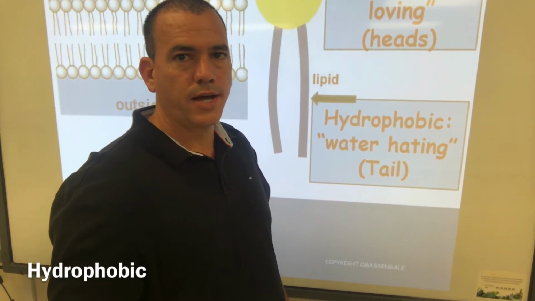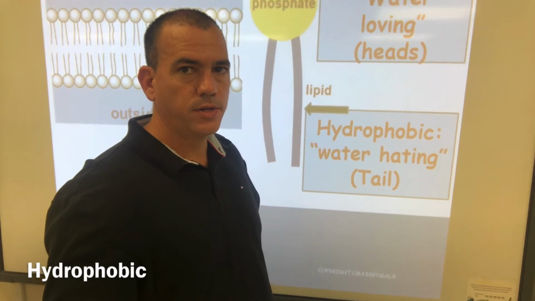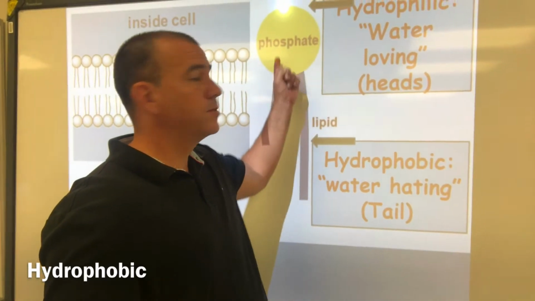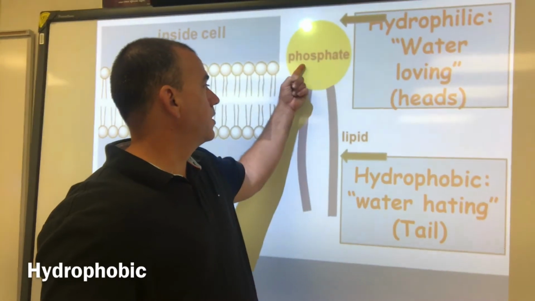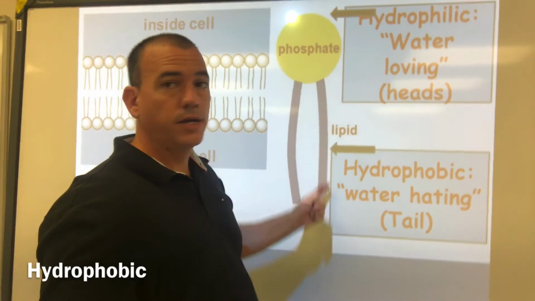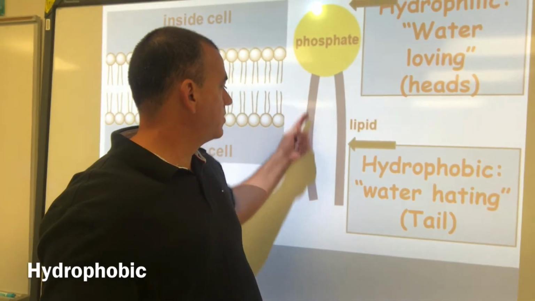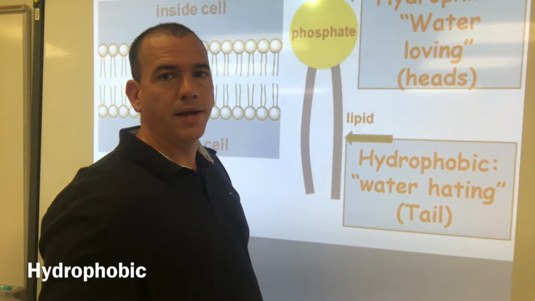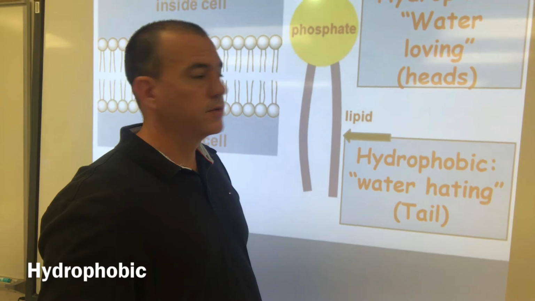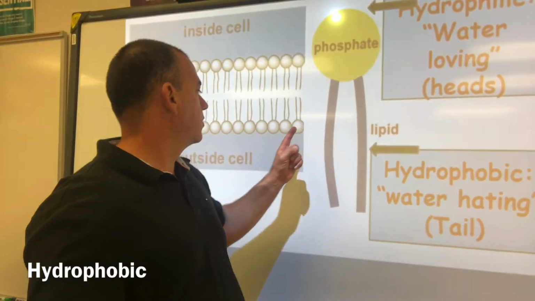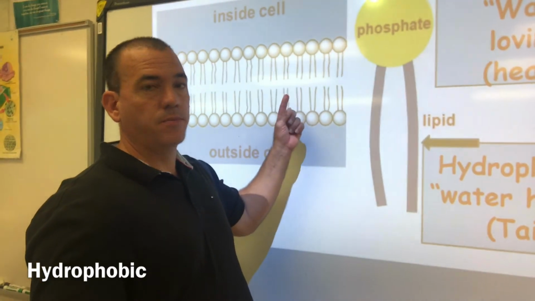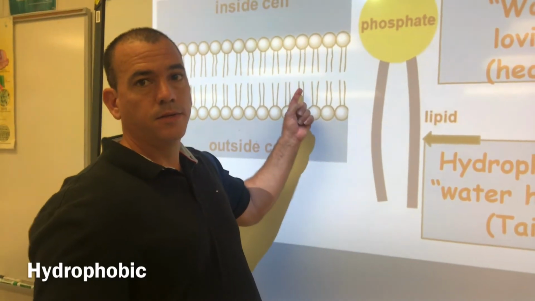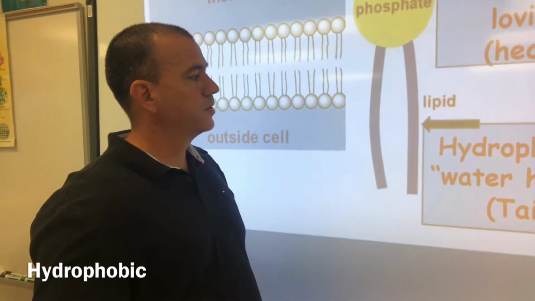All right, now what is hydrophobic on a phospholipid? Here's a picture here of a phospholipid. Phosphate in the top, the lipid tails right here. Okay, the lipid tails are the hydrophobic part of the phospholipid. That's why if you look at a cell membrane, they're going to be to the inside, because they don't want to touch the water. All right.